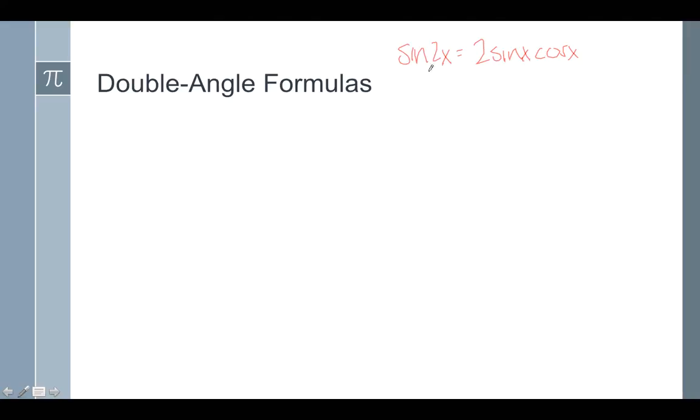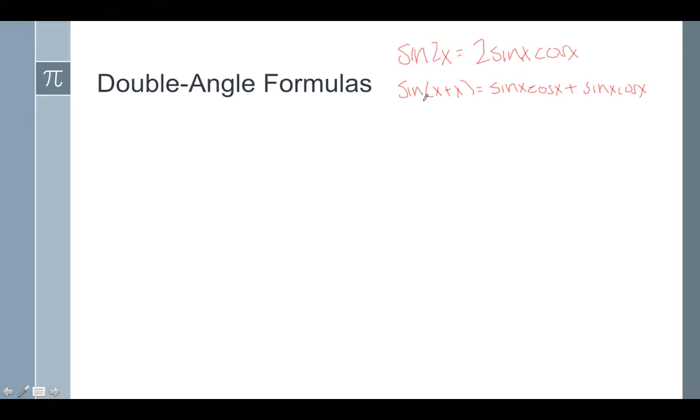And we could actually prove this identity using our sum identity from 7.4, saying that this is the sine of x plus x. And our identity says that means it's the sine of x times the cosine of x plus the sine of x times the cosine of x. Notice that the angles are the same. And if we add those two things together, we get twice of them. All right, so the sine of 2x works this way.